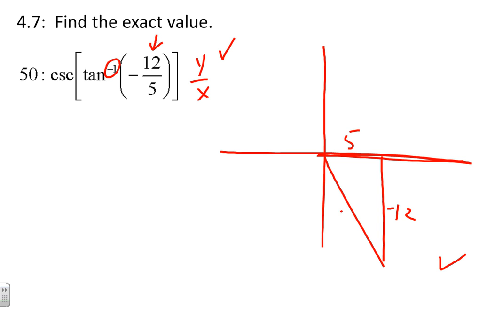Pythagorean work gives me 13 here. The radius is always positive. And the cosecant ratio, sine is y on r, so this is r on y. I want r on y of this angle. R on y, 13 on -12. So it's just another disguised way of the author just having us build triangles, do some Pythagorean work, come up with some trig functions.